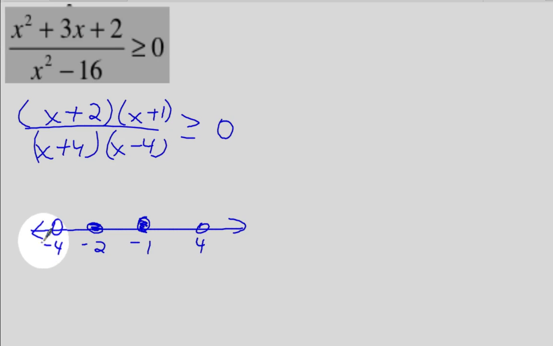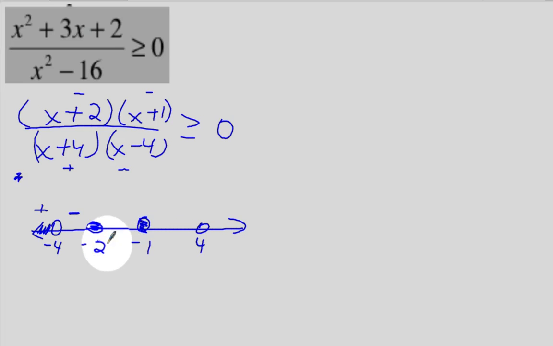Looking over here at this side, taking a value like negative 10, you get a negative value, negative 8, negative 9, so negative times negative is positive, and then you get negative times negative, which is also positive. So over here the graph is positive, and we're interested in that area. Then, a value between negative 2 and negative 4 is negative 3, which would make this negative, negative, negative, positive, and negative. So, altogether, the graph will be negative in that area. We're not interested in that.